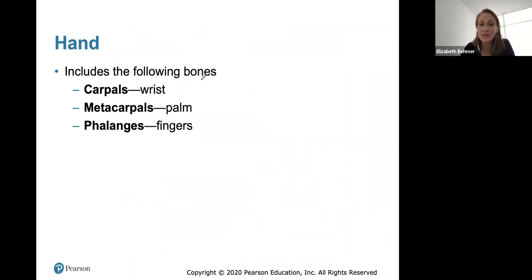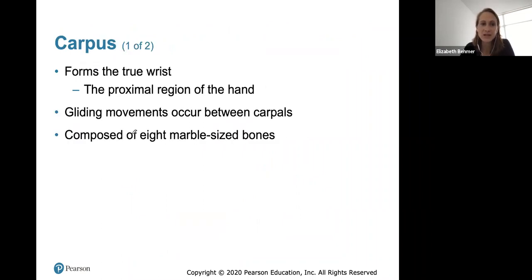The hand then includes your wrist bones, which are your carpals, the bones in your palm, which are the metacarpals, and the bones in your fingers, which are called the phalanges. The carpus forms the true wrist. This is the proximal region of the hand, and the gliding movements occur between the carpal or the wrist bones. And the carpus is composed of 8 marble-sized bones.